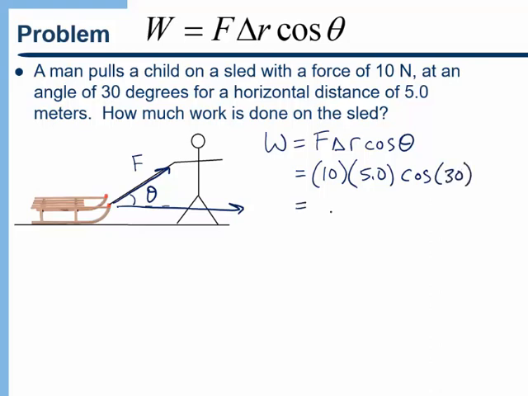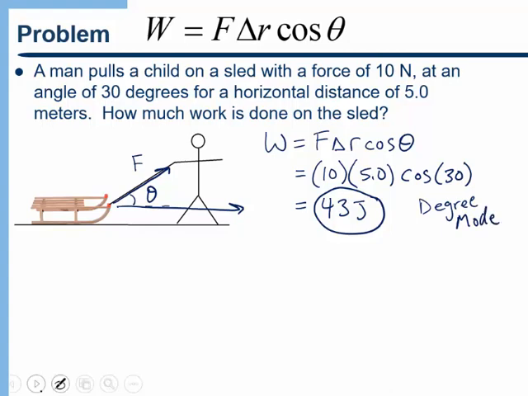When you calculate that, you should have gotten 43 joules. By the way, remember that in this case we're working in degrees, so make sure that your calculator is in degree mode. Now, where does that energy go?